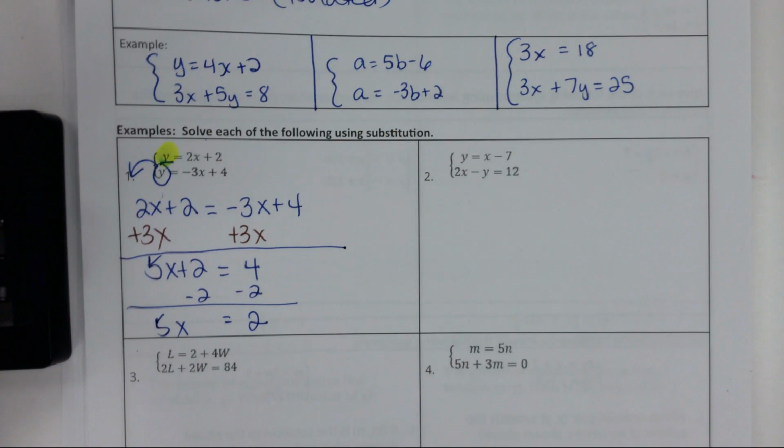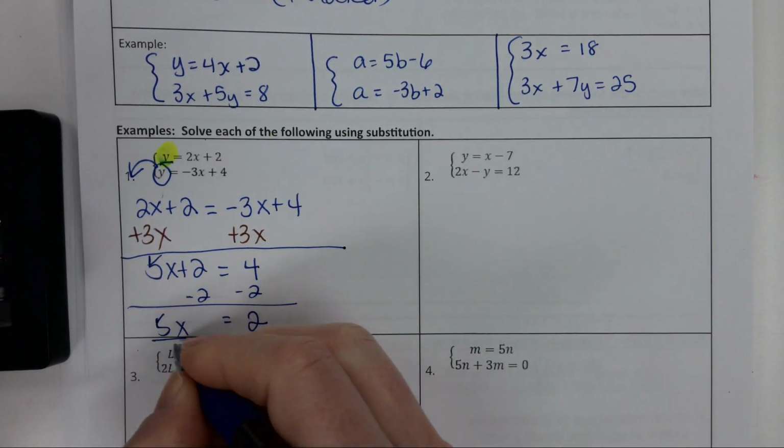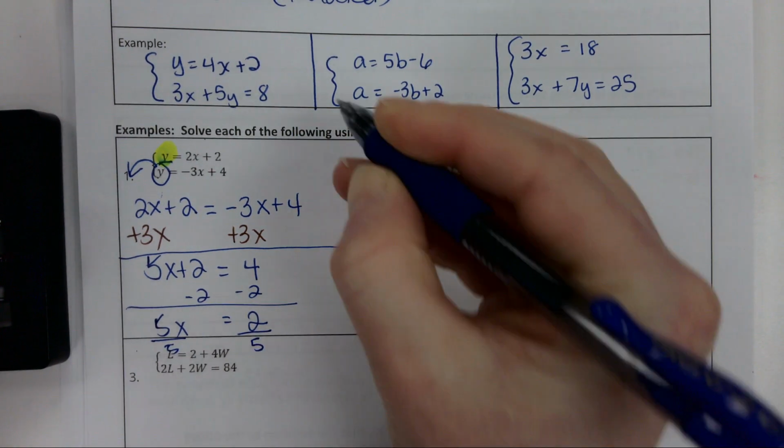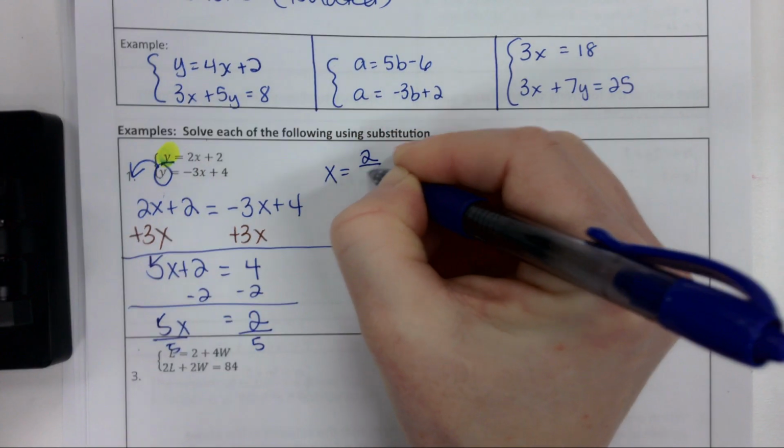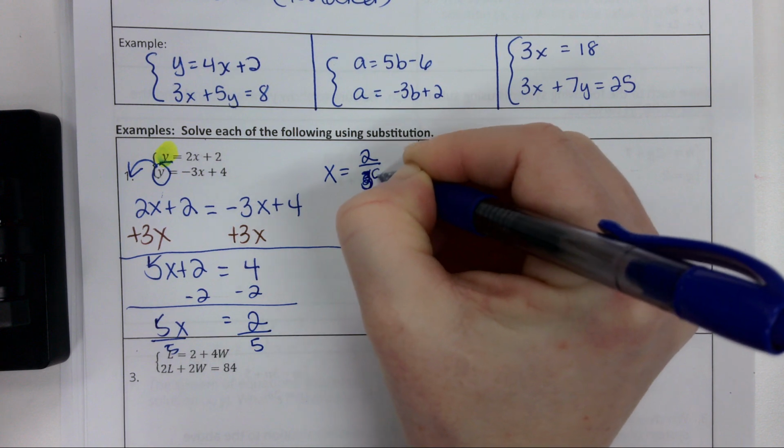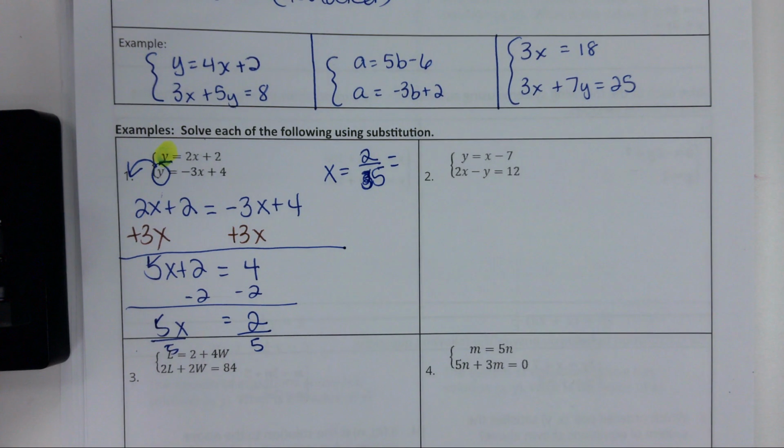You divide by 5. Okay, somebody tell me what that is. X equals 2/5. You can tell me what that is as a decimal. 0.4.